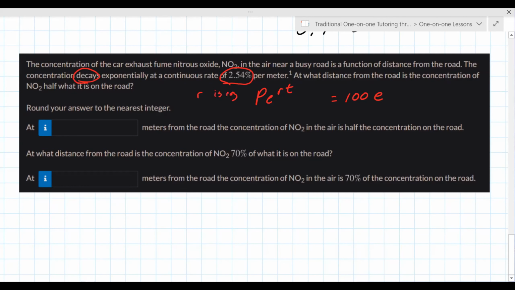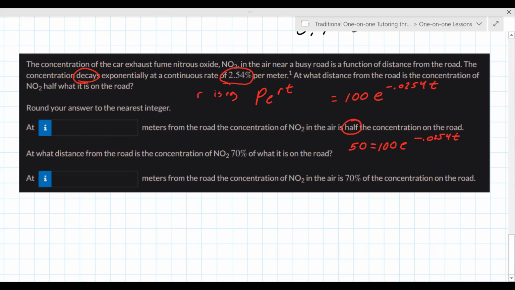Oh, all right. So e to the minus 0.0254 t. Okay, so this is our formula. This is not the answer to this first question, but that's the formula. Now we can answer this question. It wants to know when it's half. So half means that 50 equals 100 e to the minus 0.0254 t, and you're solving for t.